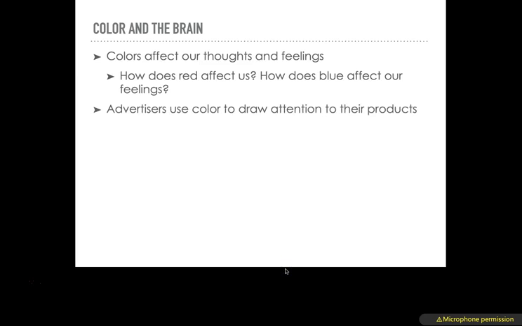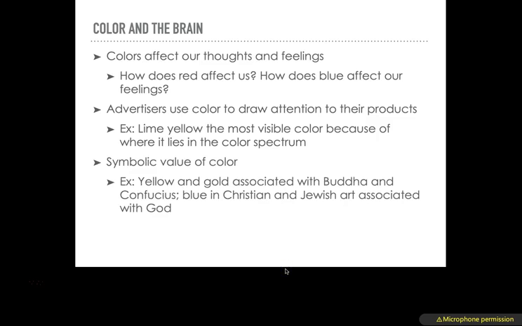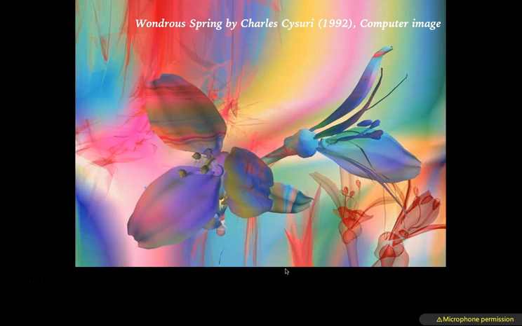Advertisers use color to draw attention to their products. For example, lime yellow is the most visible color because of where it lies on the color spectrum, and so is used a lot to highlight things in advertising. There's also a symbolic value of color, and some of this is culturally dependent. For example, yellow and gold are associated with Buddha and Confucius in Asian cultures. In Western cultures, blue in Christian and Jewish art is associated with God. Here's a beautiful computer image art piece called Wondrous Spring that uses color in a really fabulous way.